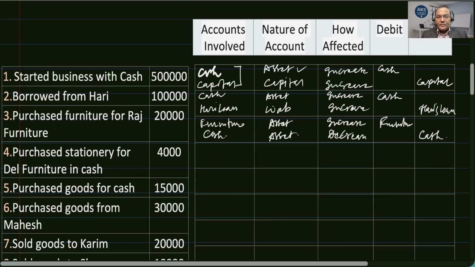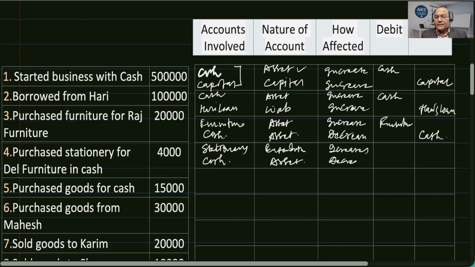Purchased stationery from Delhi Furniture in cash. Now stationery is an expenditure, so which are the accounts which get involved when stationery, or related expenditure, takes place? So stationery account, and the second one is cash. So stationery, which is an expenditure, because this is not a stationery business, so it is an expenditure, and cash, which is going out, is an asset. Now how it affects? There is an increase in stationery expenditure, so we will debit it, and cash is going out, so we will credit cash, or decrease.